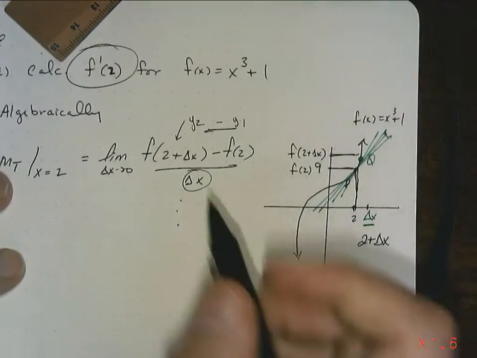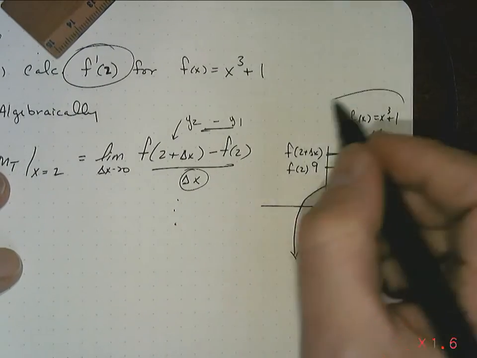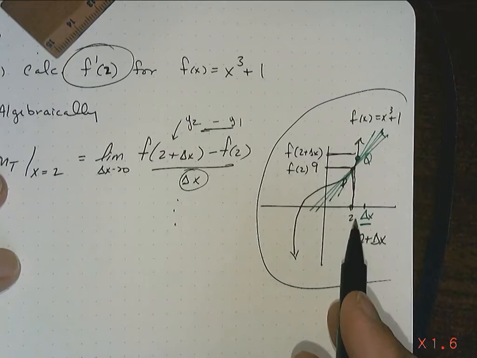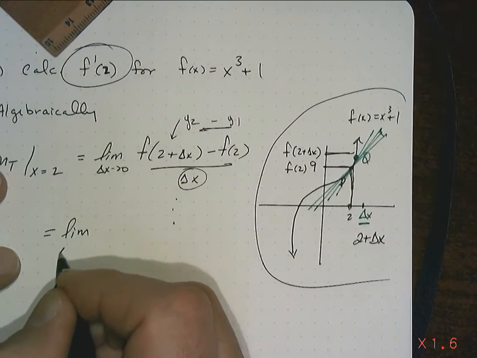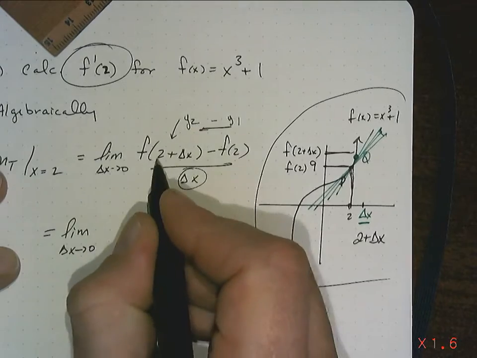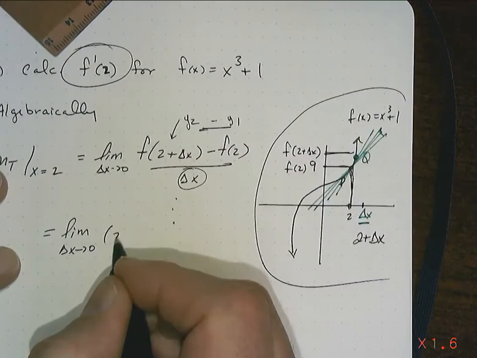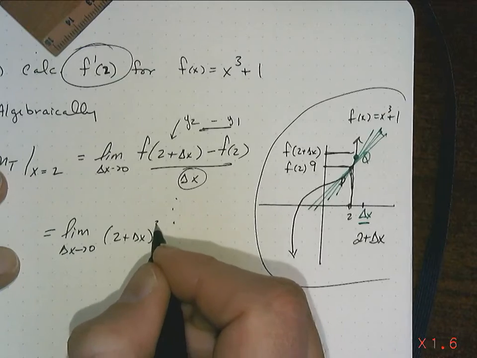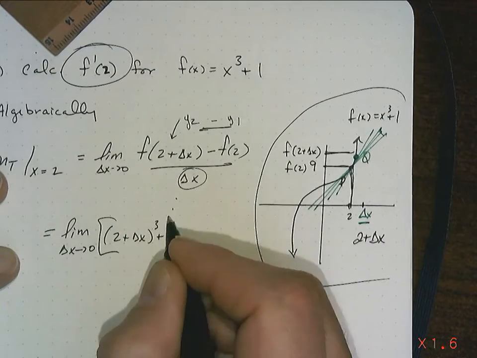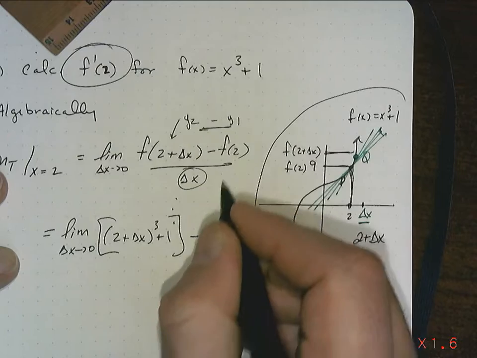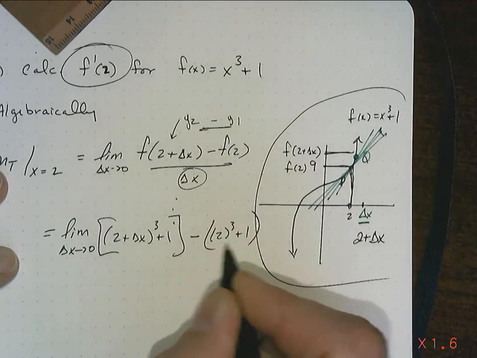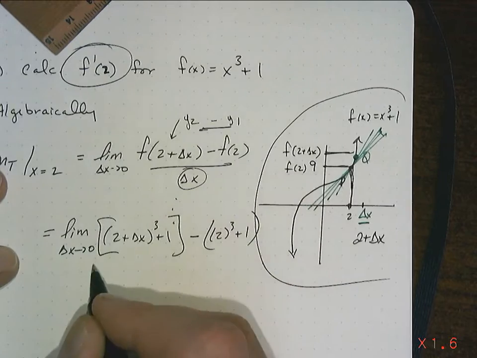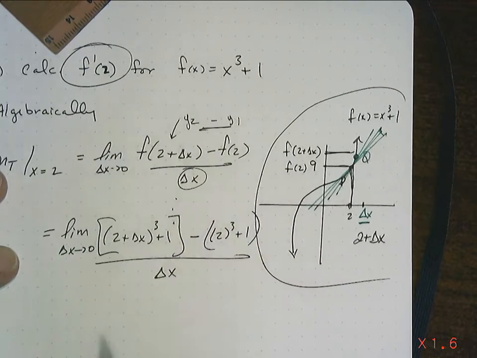Okay? So again, if I was doing this question, I wouldn't have stopped and done that. But this is what's going on in my head. If I was doing the question, I would have just kept going here. The limit as delta x approaches 0. Now, what is the function? It's 2 plus delta x cubed plus 1, subtract 2 cubed plus 1, which you'll remember is 9. So I could have just put in 9 there if I wanted to, over top of delta x.